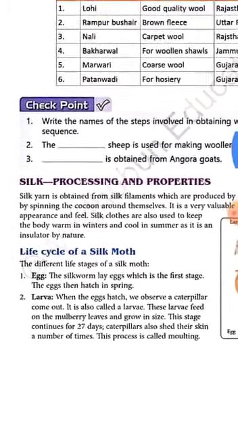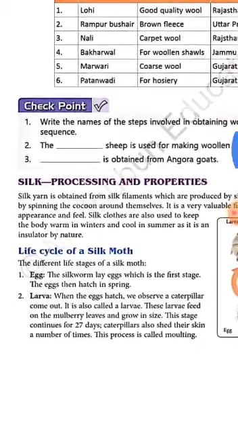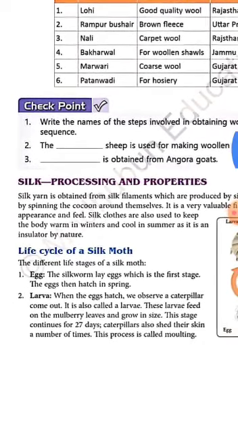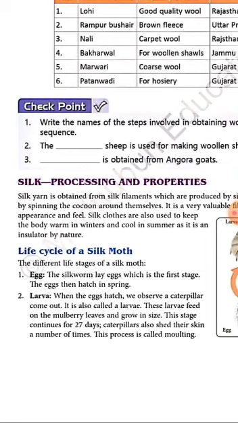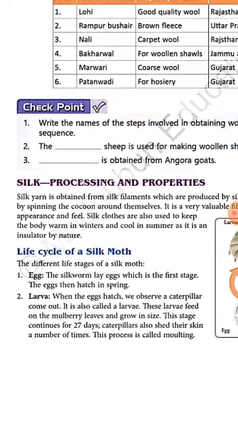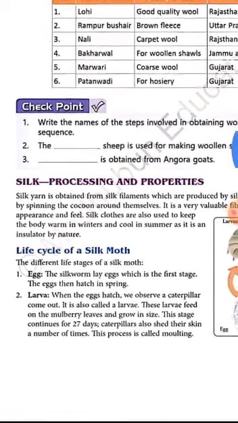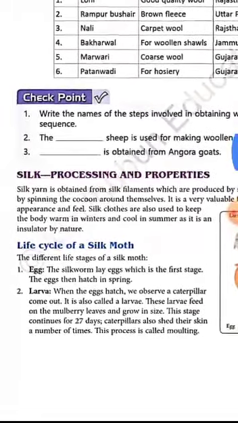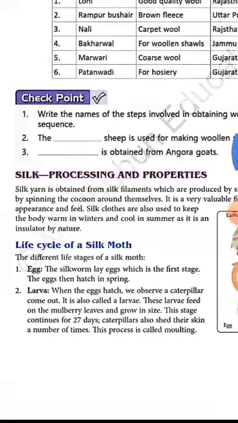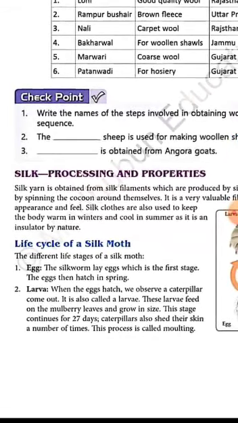So the first stage is called egg. The silkworm lays egg, which is the first stage. Now please make the correction: cut the worm and write moth. The female silk moth lays 100 of eggs in mulberry leaves of mulberry trees. And the egg starts to hatch in spring season. So egg is called as the first stage.